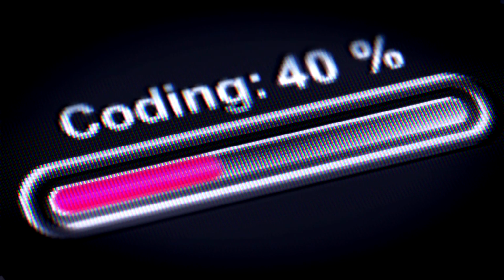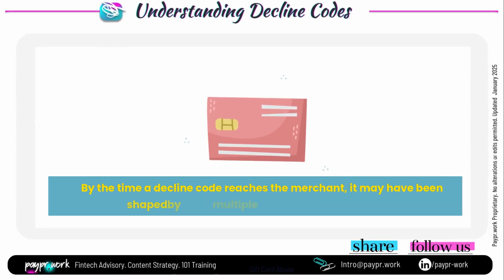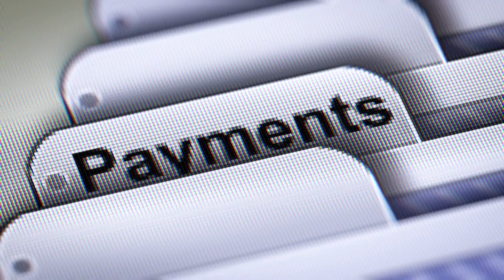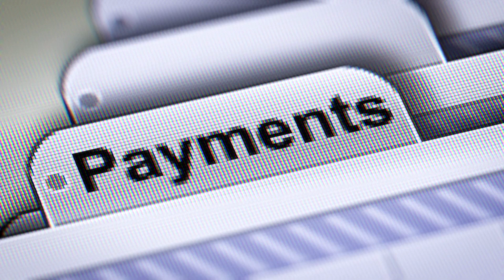While they may appear simple, each code reflects a layered decision process involving issuers, networks, acquirers, and processors. By the time a decline code reaches the merchant, it has already passed through and in some cases been modified by multiple parties in the payment chain. Therefore, along the way, its meaning may be reclassified, grouped, or even misunderstood, making it more difficult for merchants to respond with accuracy and confidence.